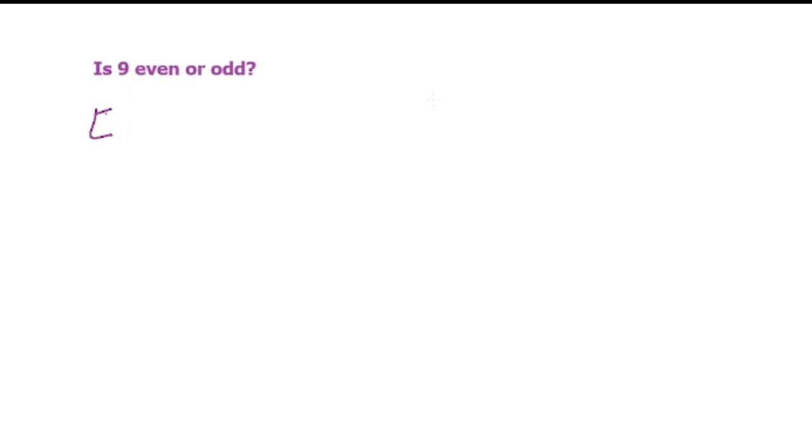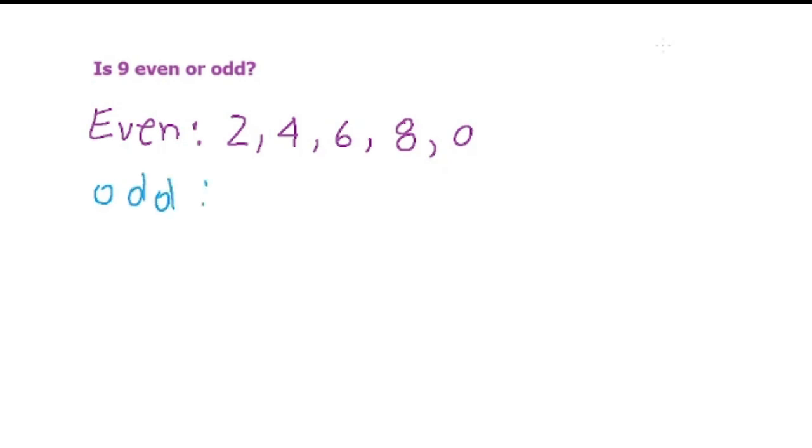that even numbers are 2, 4, 6, 8, and 0. And then odd numbers are 1, 3, 5, 7, and 9. So you just need to remember that.